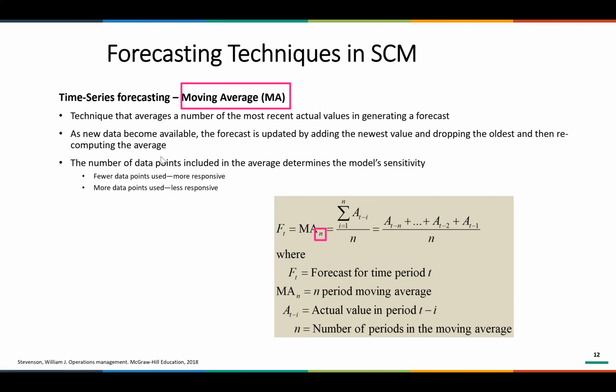to forecast the future from the past. Here we have the future value FT, and the forecast is the average of n numbers from the past. Let's say you choose 3, so n is 3, and you use the last period, the second last period, and the third last period. Then you average them and use it as the forecast value.